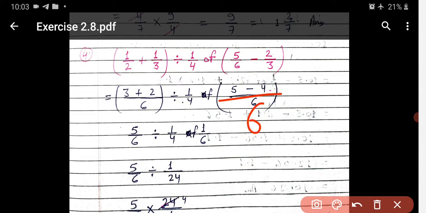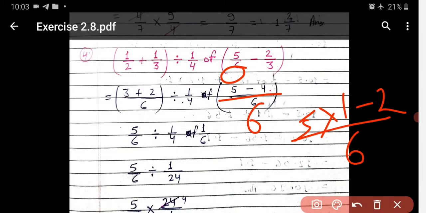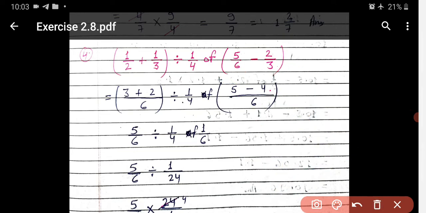How do you write? Just write like that, write LCM 6 as it is, 5 as it is. Now in the table of 6, 6 comes one time, so multiply by 1. Minus 2 into, in the table of 3, this 6 comes 2 times, so multiply by 2. So it becomes what? 5 ones are 5, 2 into 2 is 4. It becomes 5 minus 4 upon 6. Okay, so you have to write here 5 minus 4 upon 6. So when you solve, it becomes only 5 minus 4, that is 1 upon 6 off here. Now off means multiply, just convert into multiply. So what you got here, 1 ones are 1, 6 fours are 24, 1 by 24. Put is equal to here also.